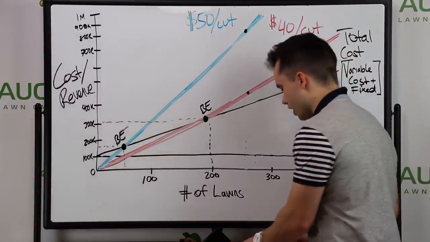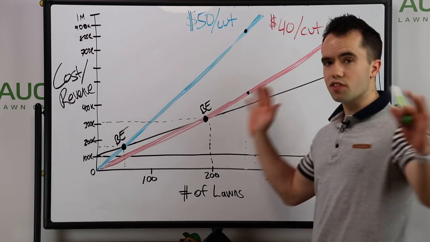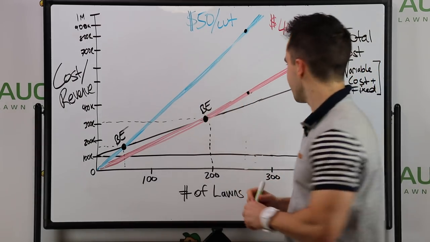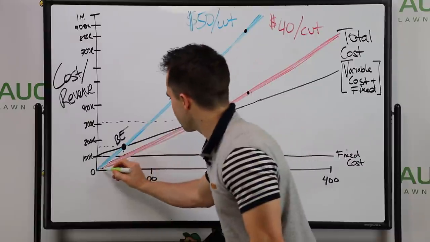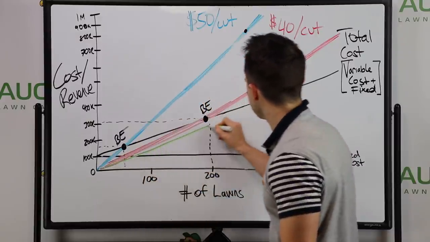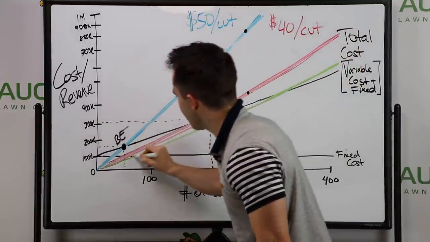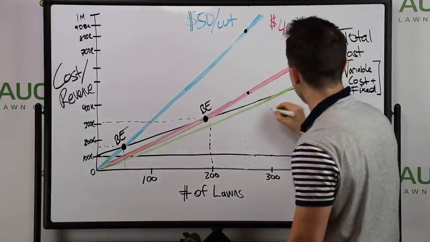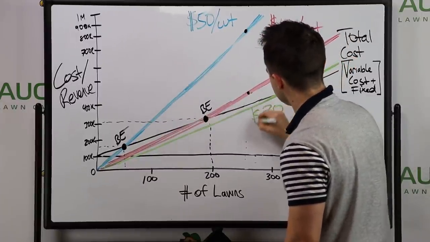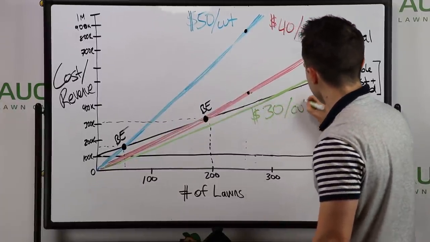This is going to be someone that comes in and just wants to get a whole bunch of lawns, and they're going to be the cheapest price in town. So what we're going to do is draw another line here. We're going to go like this, boom, bam. Okay, now this green line is going to be $30 per cut. Hopefully you can see that green.